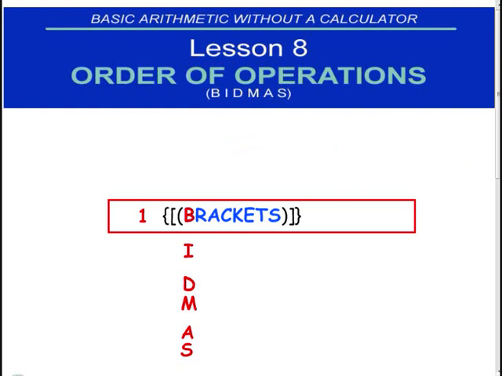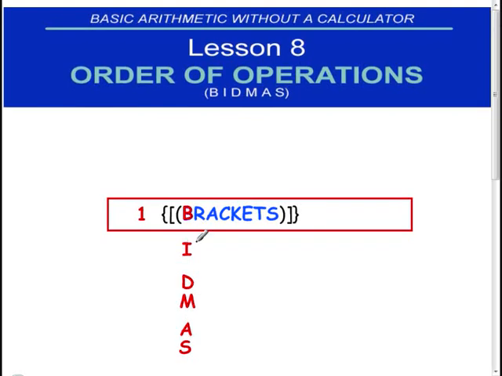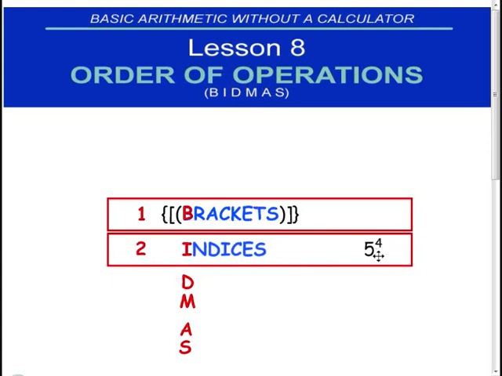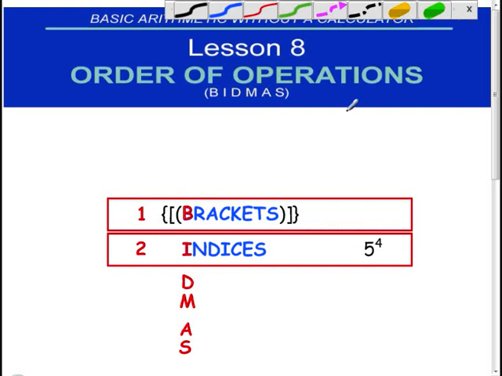Now, the next thing that you're going to want to work with are going to be these indices that I told you about. And indices is like an exponent, and when we're talking about indices, exponents, or powers, we're talking about this little number 4 that's hanging up at the top of the 5 here. It's easy to look at this and say, oh yes, 5 to the power of 4, that means 5 times 4.